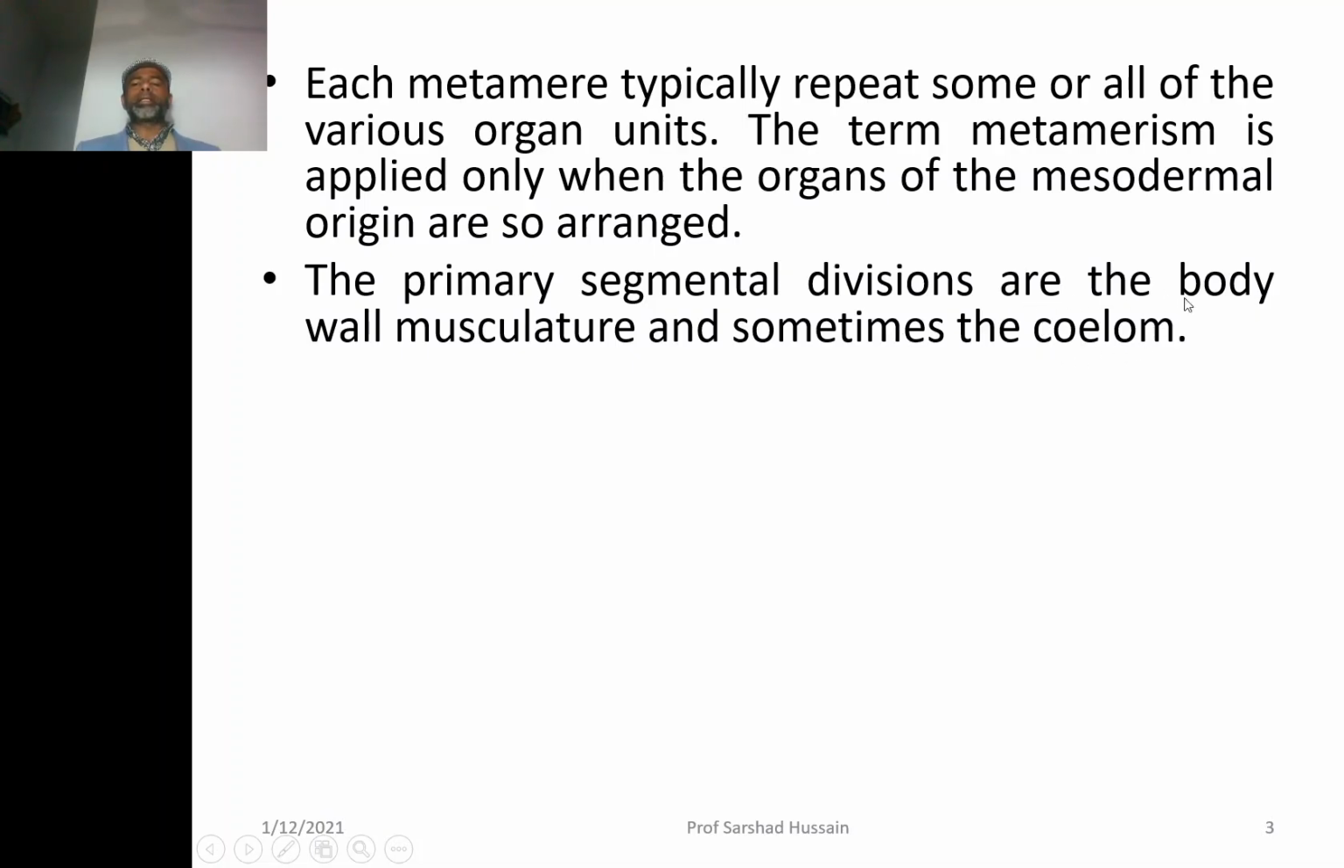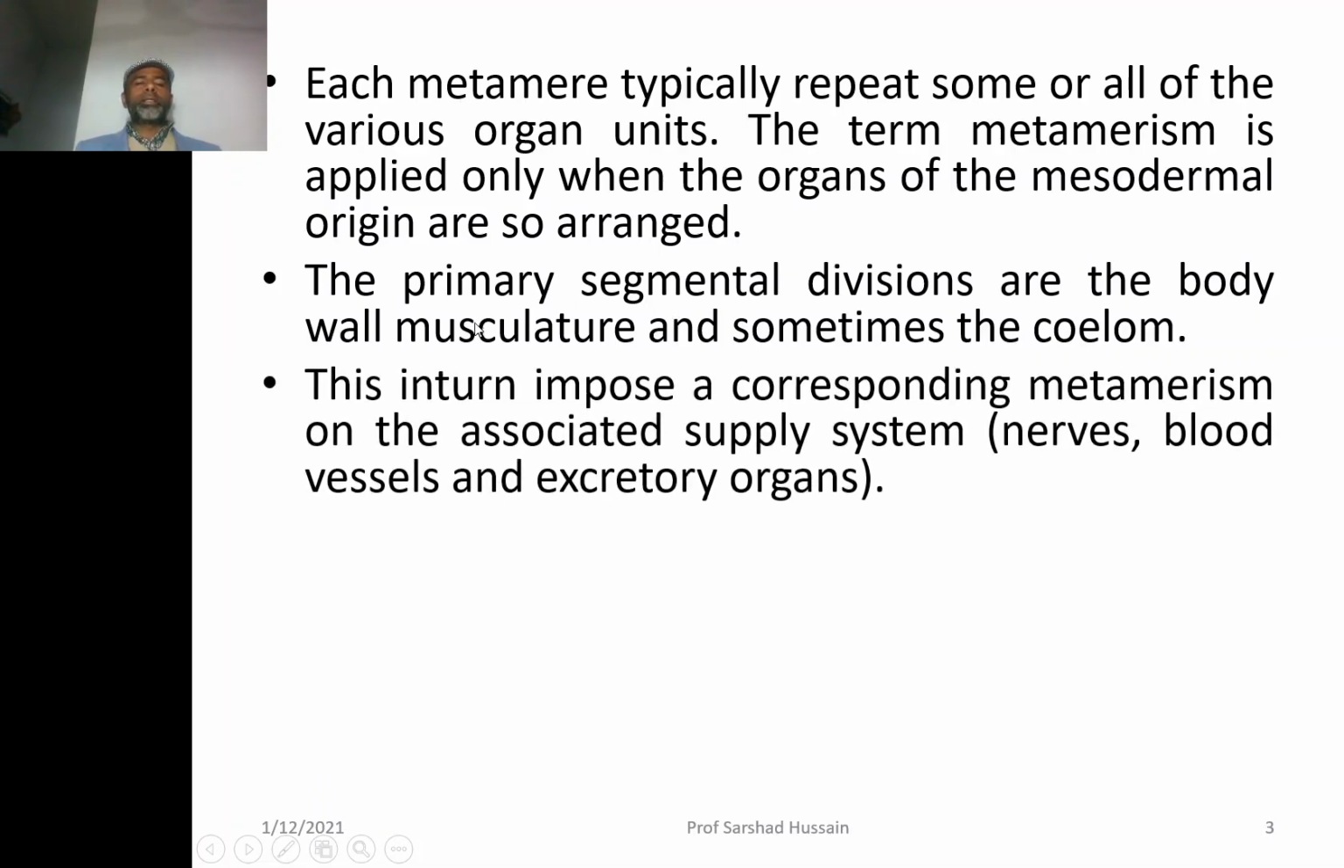And then you may see that the coelom, the cavity present inside, may also get divided. Once the body wall and the cavity are divided, corresponding metamerism can also be seen in various systems, like the nervous system, as you have seen just prior to this during the salient features. The ganglia may be present in each segment. Cerebral ganglia are present in the head, then the ventral nerve comes out. The ventral nerve then has segmental ganglia in each segment. So that is the repetition of the nervous system.